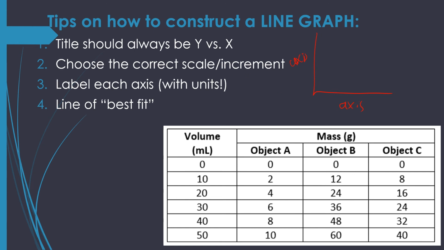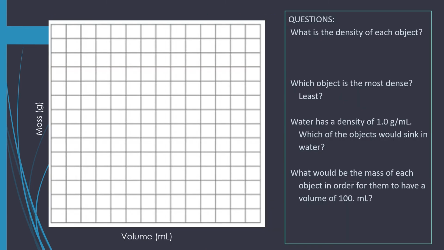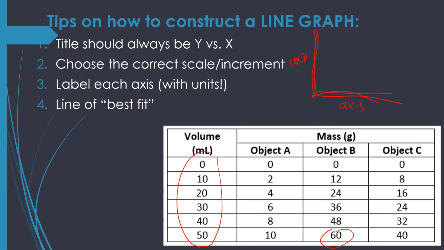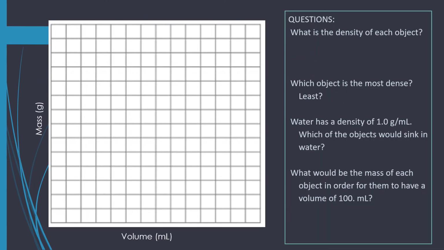Okay, choose the correct scale of increment, right? And we're basically going to do this in class where you have volume going from 0 to 50, and the biggest number here is 60. So you have to make sure when you're doing your graph that you have room for enough little tick marks to get to 60 on your mass part, and that your volume part can get up to 50. So this is where we're going to do that. The volume is going to be the x, and the mass is going to be the y. So the title would be mass versus volume.